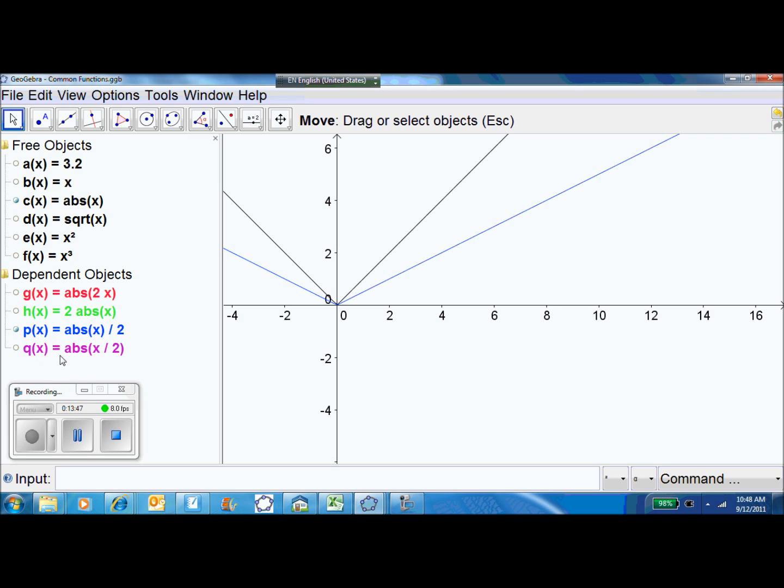Notice here, though, when we do q of x equals the absolute value of x divided by 2, when you do it this way, it's going to affect the x's. But instead of shrinking, they compensate by stretching out. So actually, q of x ends up in the same direction. The x's have been stretched out by a factor of 2.